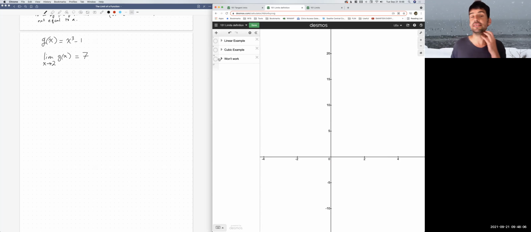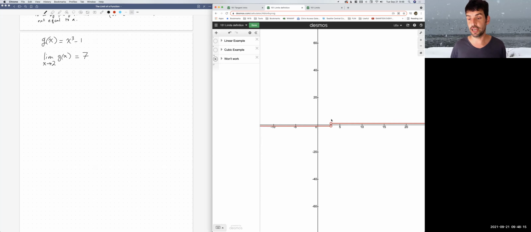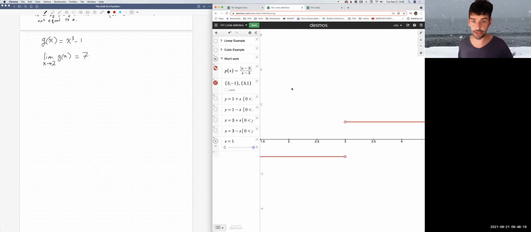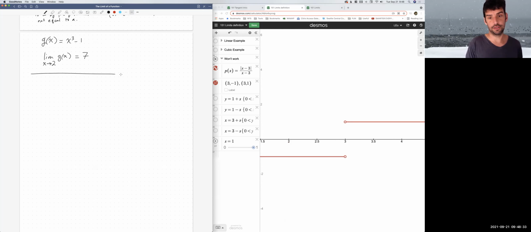Let's look at some examples that don't work, because it turns out we can't always do this, right? And it might help understand what these limits are if we look at examples that don't work. So here's the function, the absolute value of x minus 3 over x minus 3. And here's what the graph of this looks like. Notice, for instance, that it's not defined at 0.